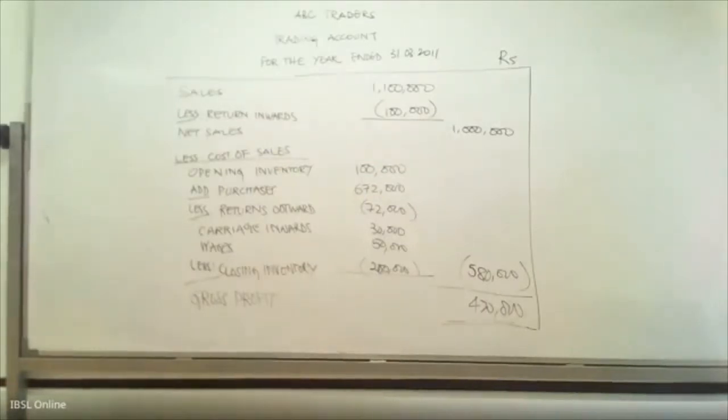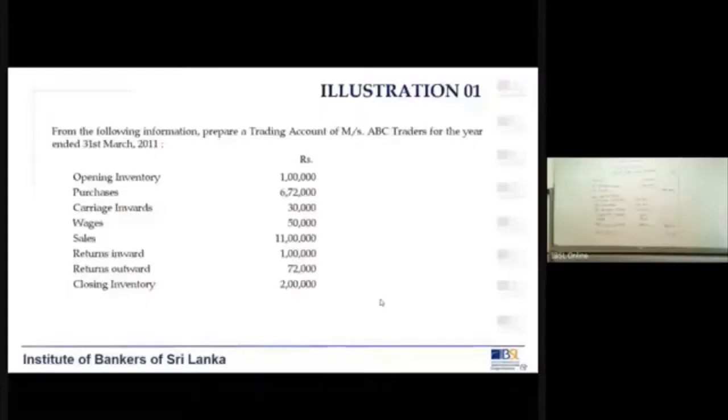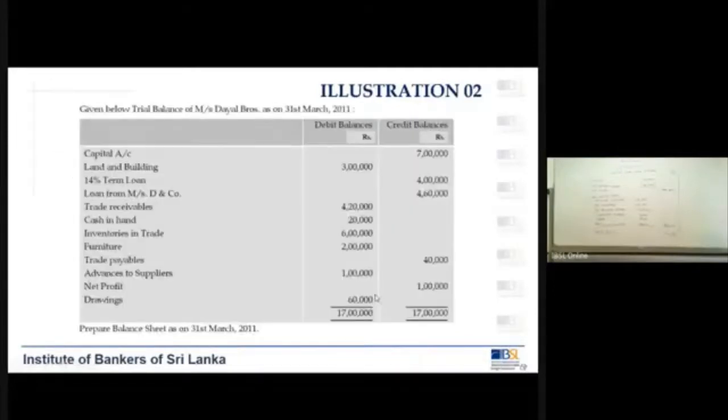So let's go back to the presentation. This is what we have been looking at. Then you have another question where I have given you a trial balance and you are required to prepare the balance sheet. For this, I have given you the balance sheet template.